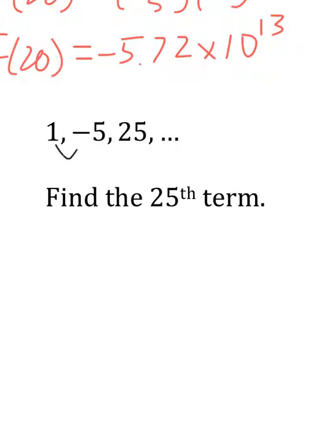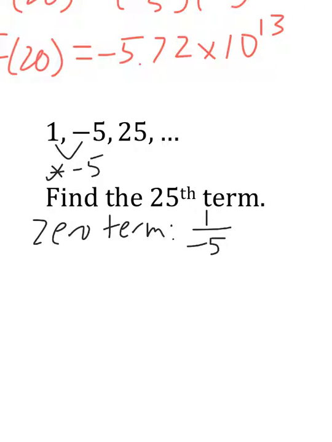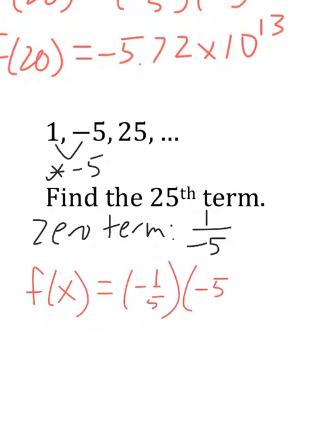Just a couple more examples here. 1 to -5, that's pretty easy. I can tell that it is being multiplied by -5, so that's my common ratio. For my zero term, we'll do the opposite. Instead of multiplying by -5, we'll divide by -5. So we take 1 divided by -5 to get -1/5 as our zero term for this one. Then we can write our function. f(x) is equal to -1/5 times -5 to the power of x.